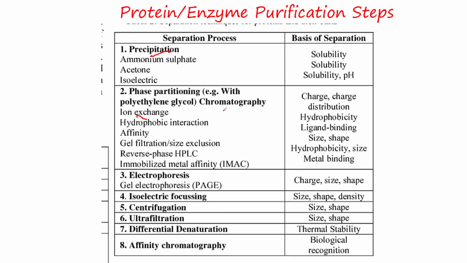Ion exchange chromatography is based on charge distribution. Hydrophobic interaction chromatography is based on the hydrophobicity of the protein. Affinity is based on ligand binding. That is, you design a ligand that can perfectly fit and bind with your protein of interest. Gel filtration is based on size and shape. And reverse phase high performance liquid chromatography, that's HPLC, is also based on hydrophobicity and size.